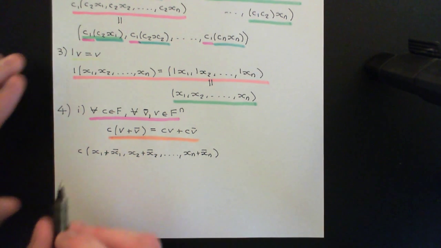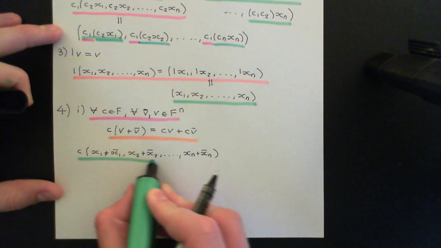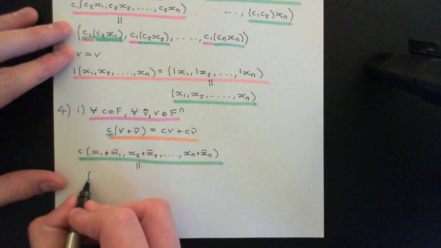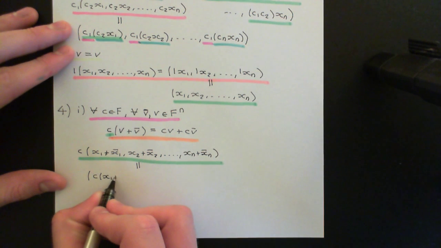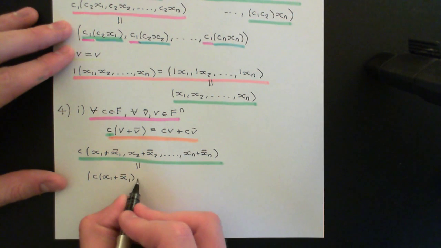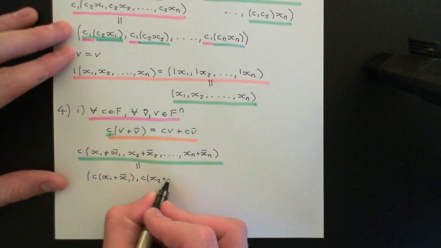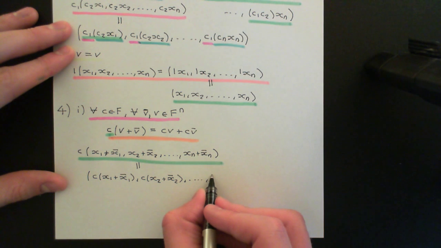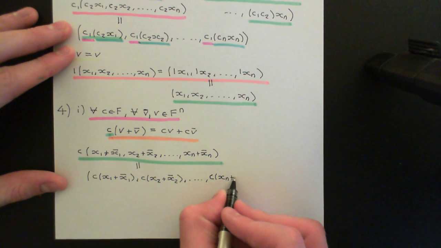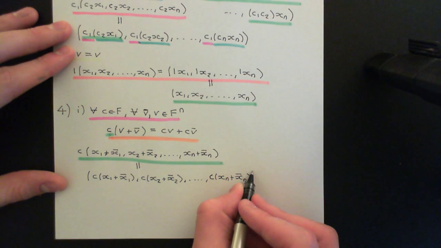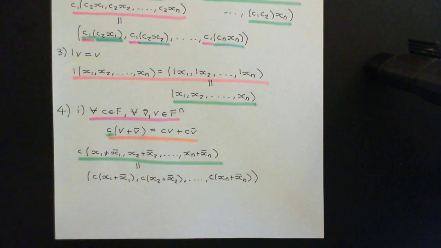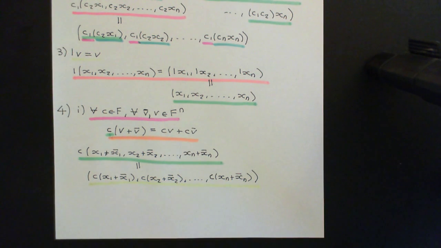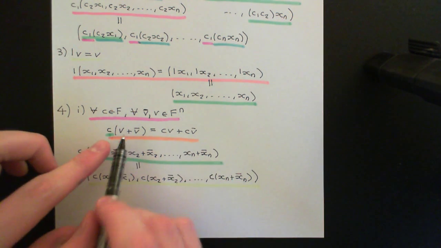And then what we want to do is scalar multiply this entire thing by this element little c here, which is some element of the field. And of course the answer will then be c times (x1 plus x1 bar) as our first component, c times (x2 plus x2 bar) as our second component, and then it will go all the way up to c times (xn plus xn bar) as our nth component. So that will be our final answer to the left hand side here, so I'll underline that in yellow.